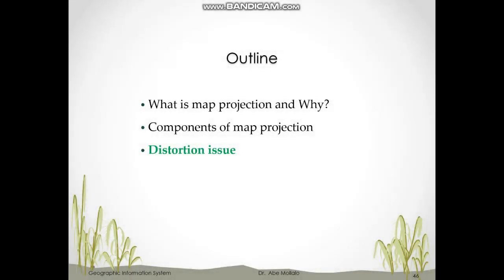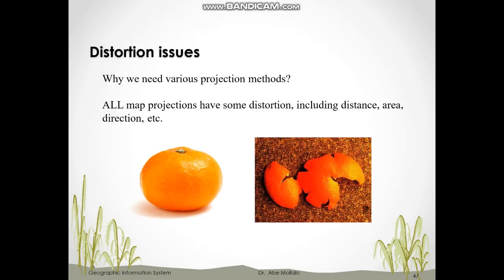So you may ask yourself, why do we need various types of map projection? And the answer is because none of the map projections are perfect. All map projections have some distortions. Okay. Consider this tangerine as a 3D sphere. So map projection is moving from 3D to 2D, right? When we flatten it, there is always somewhere being stretched and somewhere being compressed. That's the distortion, okay? So all of the map projections have some sort of distortions. You can't find any map projection without distortion.